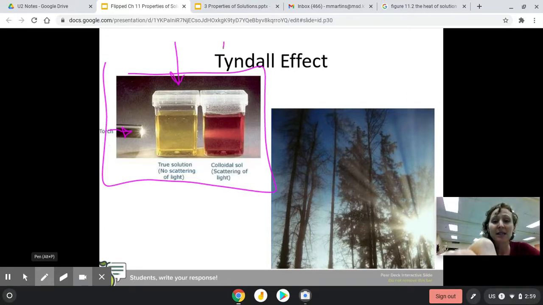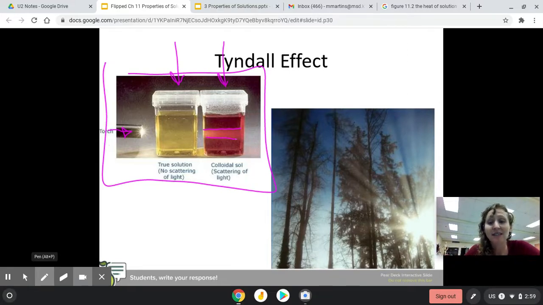But this second solution, the red solution, whatever's dissolved in there, is slightly bigger, and so it scatters the light, and what you see is the beam of light through the solution. So that is evidence that you have a colloid in that solution, and that's what we call the Tyndall effect.